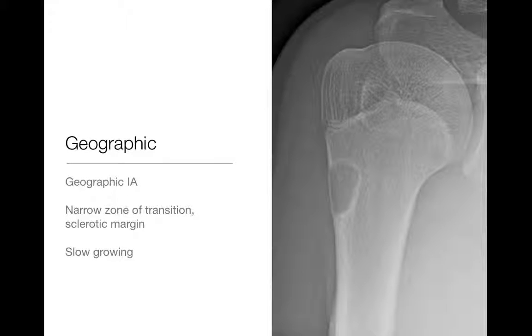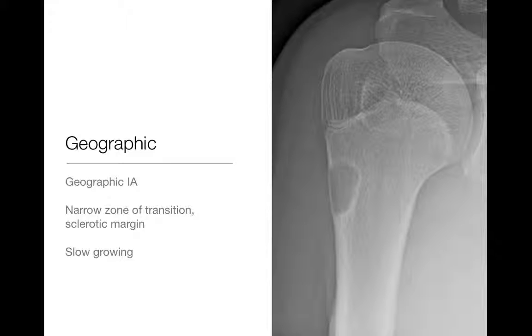So lytic lesions, we can define their border and talk about differentials based on their border and their zone of transition. They're really divided into three main types, which are categorized as geographic 1A, geographic 1B, and geographic 1C. Now, don't let that intimidate you. It's not really important whether you know what the geographic 1A or 1B or C is, or even that you use that in your report when you're describing the lesion. It's really the principle that's important.